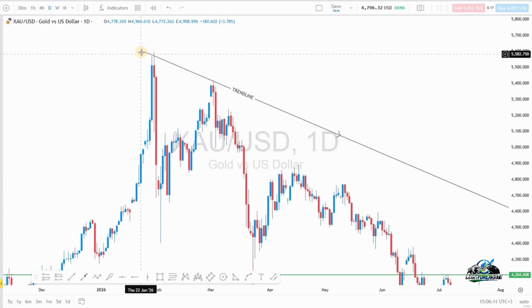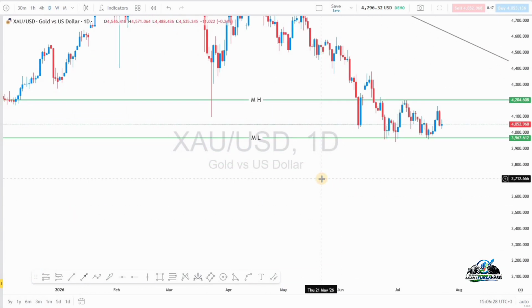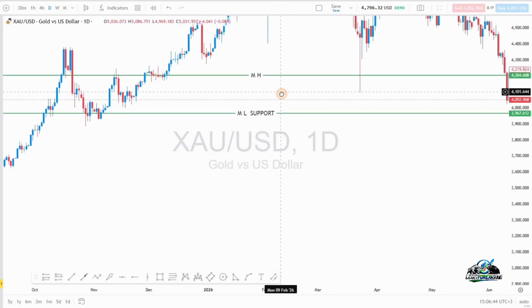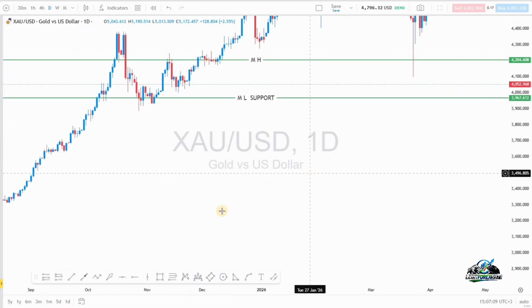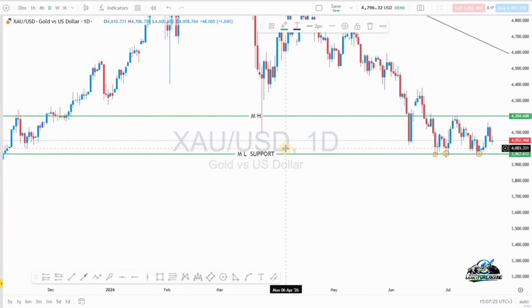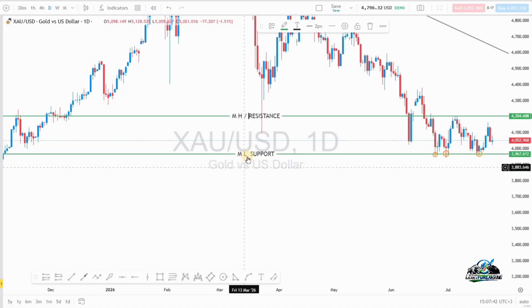And on our daily time frame, you can see that this market has been moving upside, but it reached a point whereby the gold is getting supported. So this is our monthly low support. First touch, second touch, third touch, and the fourth touch. That's why I'm calling it a support. And we have a support and a resistance on our daily high, our monthly high.